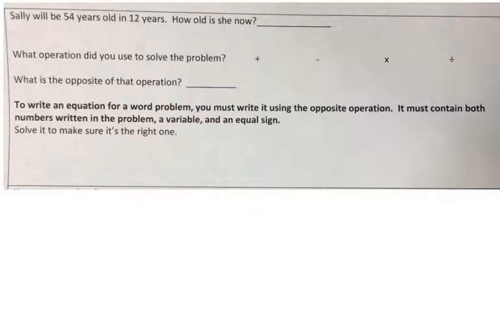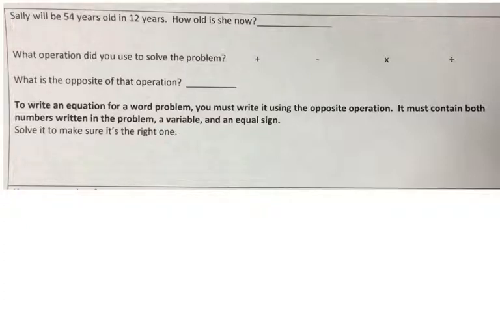We're going to write equations based on word problems. So the first thing I would ask you to do is to read the word problem carefully. Sally will be 54 years old in 12 years. How old is she now? And I want you to go ahead and solve it.